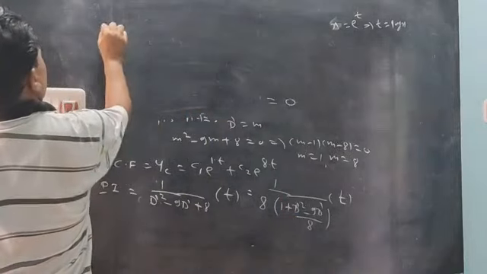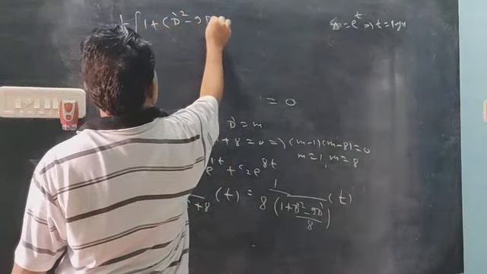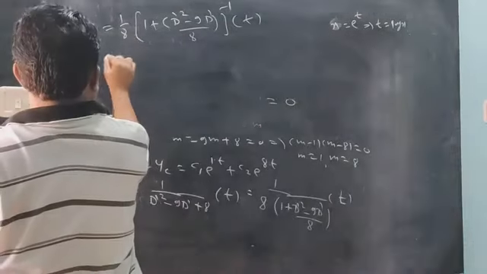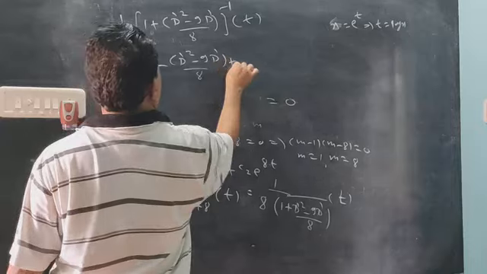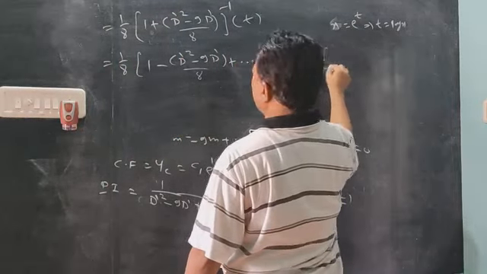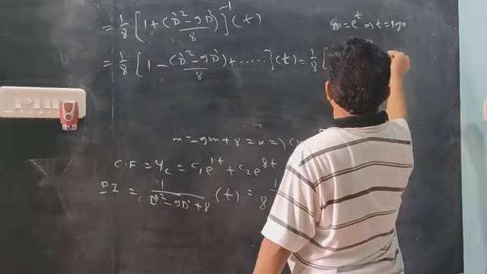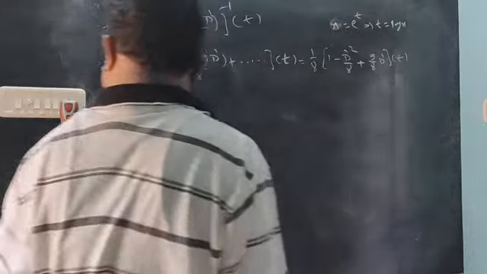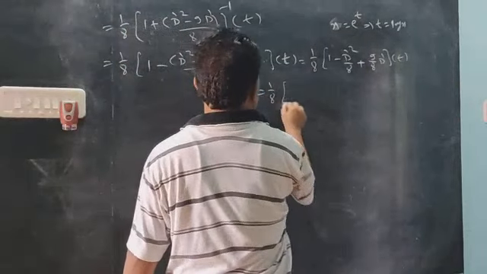So by the binomial theorem, 1 upon 8 comes out as it is to the numerator, 1 plus (D' squared minus 9 D') upon 8, whole inverse, applied over t. Expanding, 1 upon 8 times 1 minus (D' squared upon 8) plus 9 upon 8 D', applied over t. The other terms are negligible, so 1 upon 8 times t.